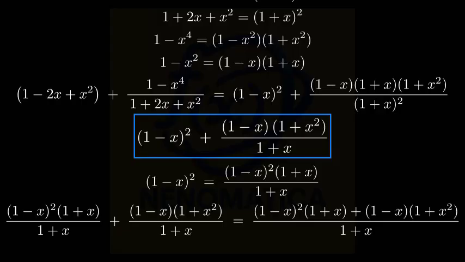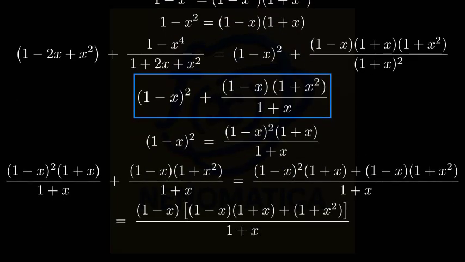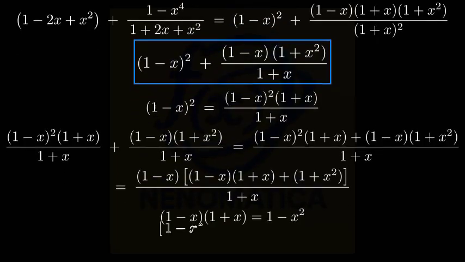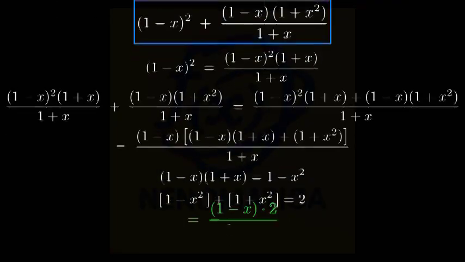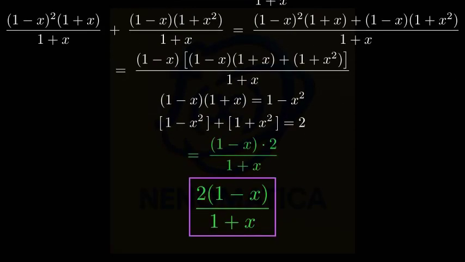Now factor out the common 1 minus x from the numerator. This gives 1 minus x times the bracket, where the bracket is the product of 1 minus x and 1 plus x plus 1 plus x squared. Simplify the bracket. The product 1 minus x times 1 plus x is 1 minus x squared. Add that to 1 plus x squared, and you get 2. Therefore, the simplified result is 2 times 1 minus x divided by 1 plus x.